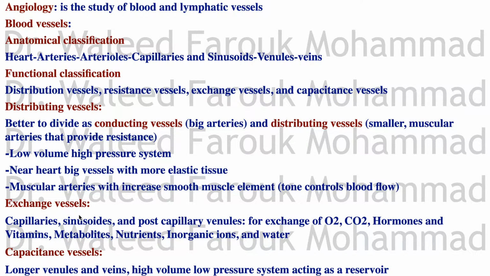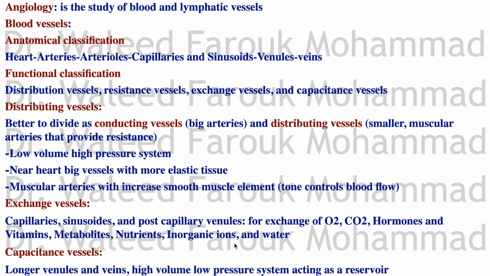Exchange vessels are where the blood will exchange its nutrients for the waste products with the cells. They are capillaries, sinusoids, and postcapillary venules. This is where the exchange occurs, for exchange of O2 and CO2, hormones and vitamins, metabolites, nutrients, inorganic ions, and water.